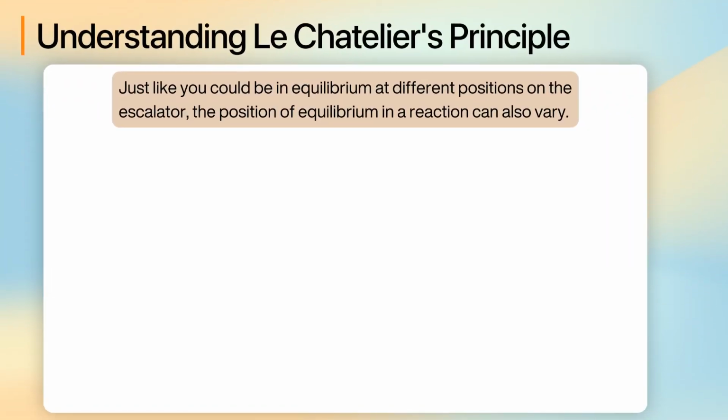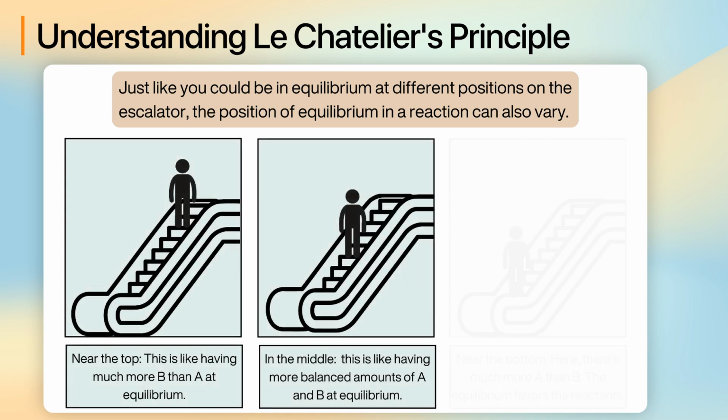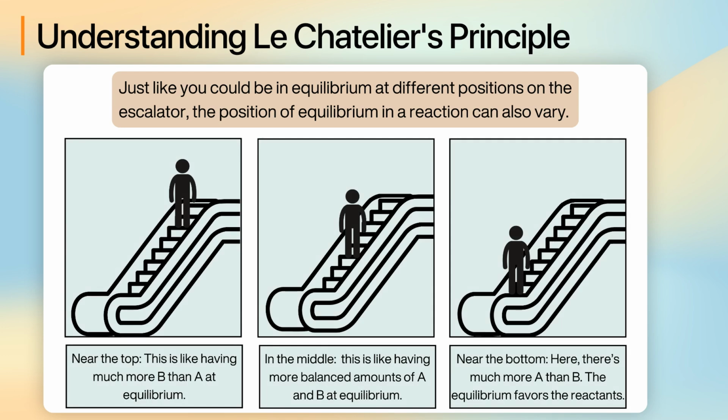In the previous lesson, we used an analogy of an athlete walking on an escalator to explain dynamic equilibrium in chemical reactions. We discussed how, at equilibrium, the concentrations of reactants and products remain constant because the rates of the forward and reverse reactions are equal. However, these concentrations don't have to be the same, just like how the athlete might be at different positions on the escalator, top, middle, or bottom, while still being at equilibrium.